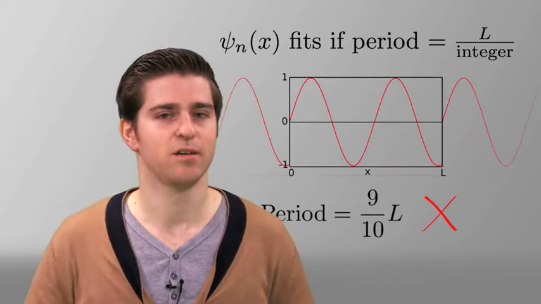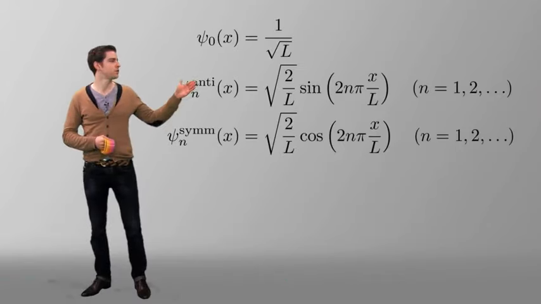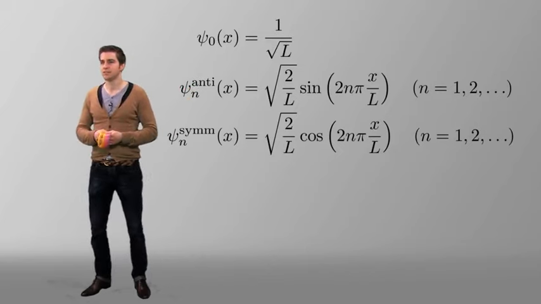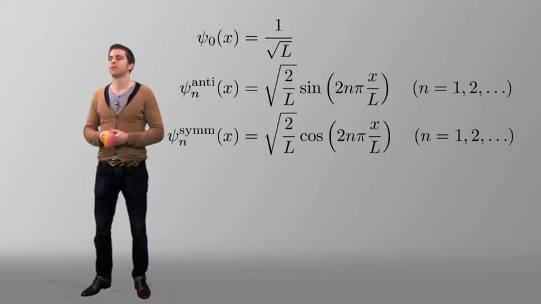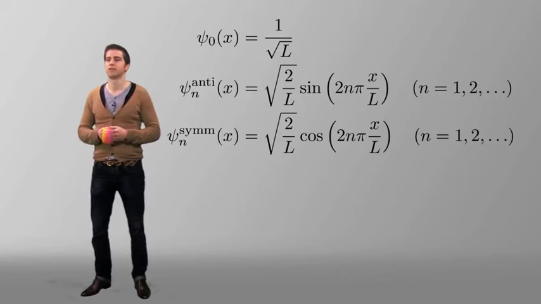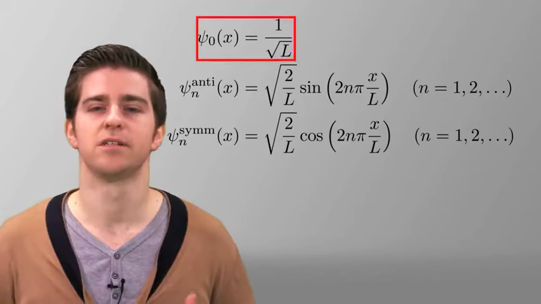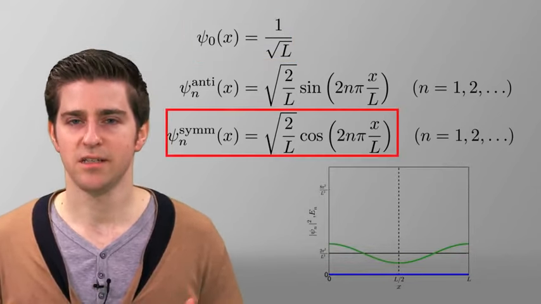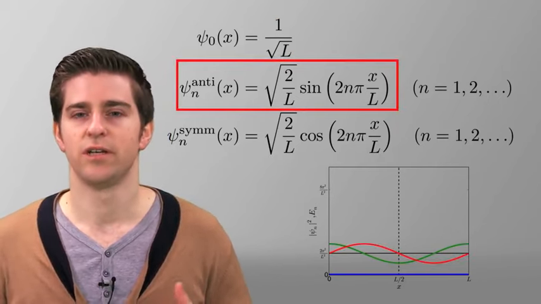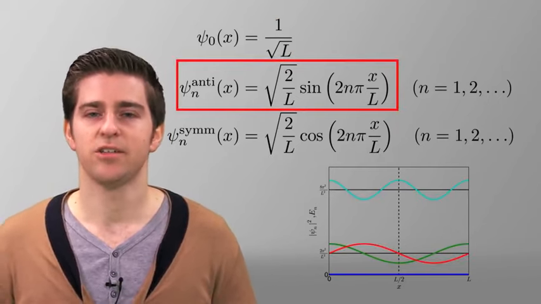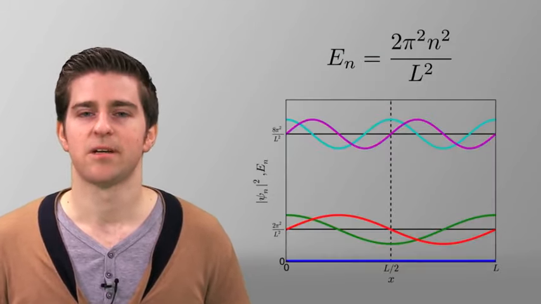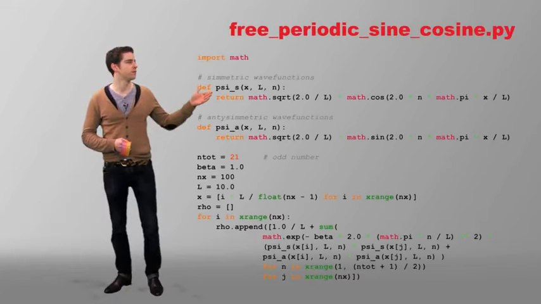A complete set of waves that do fit is shown here, where the superscripts denote symmetric and antisymmetric wave functions with respect to the center of the interval from 0 to L. You see one ground state and a symmetric and an antisymmetric solution for each excited state with the energies E_n equals 2 pi squared n squared over L squared. In Python, this gives the following program.